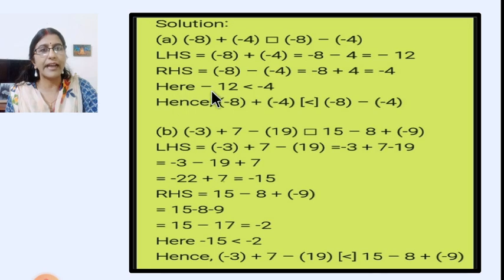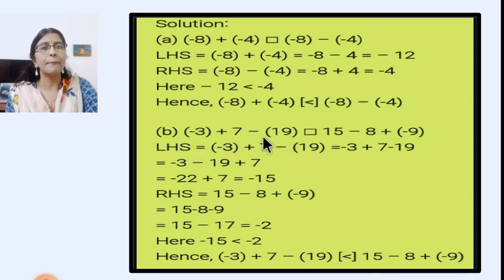So then we will write the answers, minus 12 and minus 4. These are the answers we got. Now we are going to compare. Both are negative. As both are negative, in the case of negative integers, this one will become the bigger integer. So here the greater than sign is given. Hence we'll write down minus 8 plus minus 4 is less than minus 8 minus minus 4. So this is the way you have to solve. Now let us go to the next question.